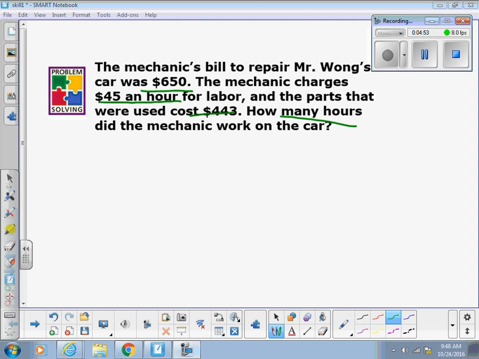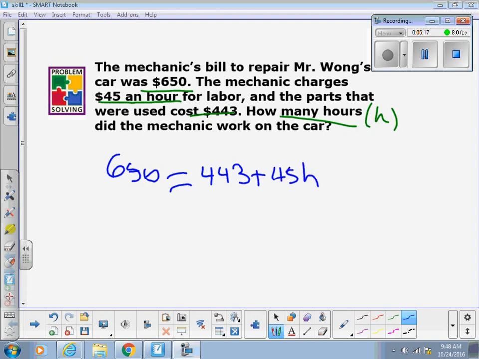So for hours here we are going to use h for the variable because we do not know. Now we know in that 650, what was included in there? We had the $443 for the parts plus the $45 per hour. Now we don't know how many hours the mechanic spent. So here we need to go ahead and solve it. So here we are going to subtract 443 on both sides.